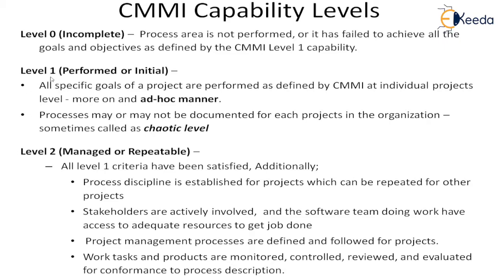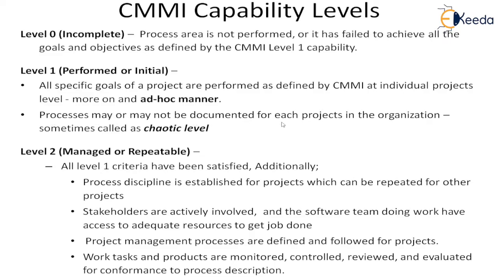So what minimum can we expect at level 1? At level 1, the specific goals of a project are performed as defined by CMMI at the individual project level. So each individual project is satisfying its goal, but the projects are conducted in an ad hoc manner. It is not a properly defined manner.